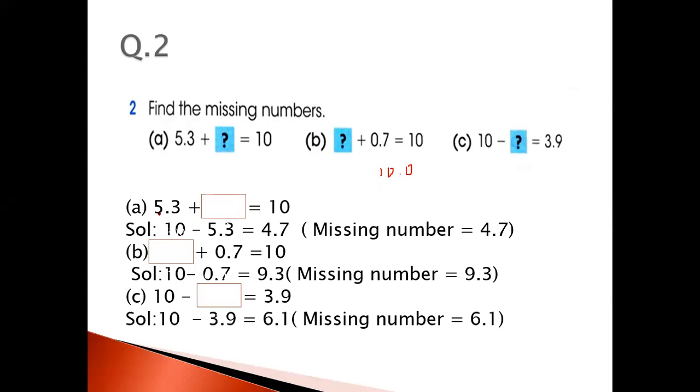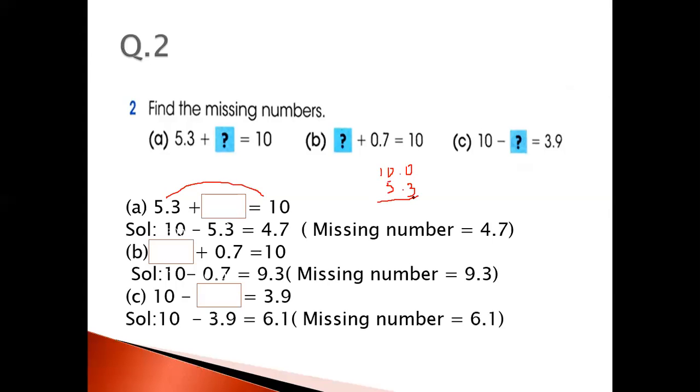We will move this plus 5.3 over to the 10, so its plus symbol will change to minus. You can write it this way in the solution: 10 minus 5.3. Now we are going to solve in this way, that 5.3 should be below the 10.0. So here you can see the decimal should be below the decimal and the number should be below the number. Now we are going to solve.